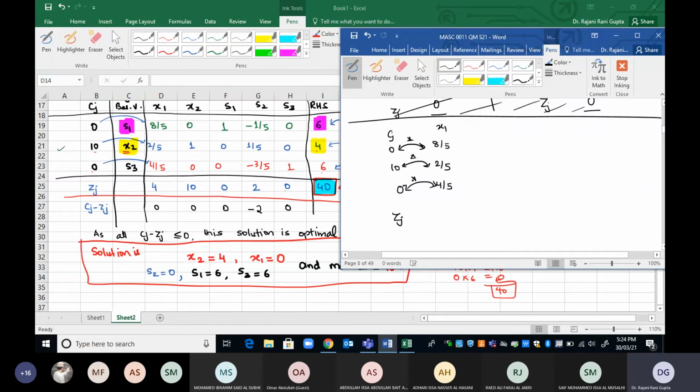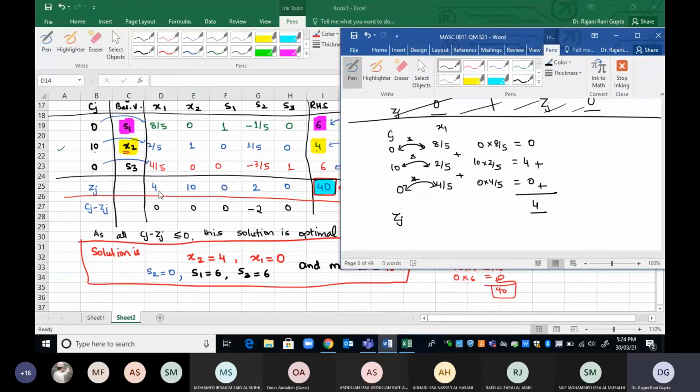So what we will get: 0 multiplied by 8 over 5 is 0, 10 multiplied by 2 over 5 is 20 over 5, which is 4, and 0 multiplied by 4 over 5 is 0. When you add all of them, you get 0 plus 4 plus 0, which is 4. So this is how you get this 4. Now this was for x1.